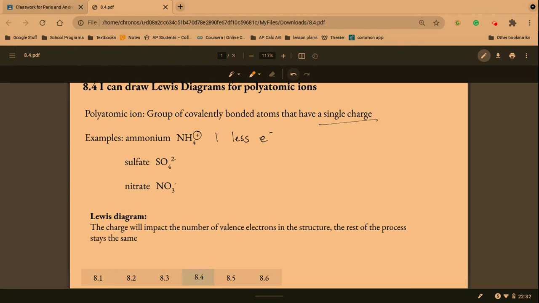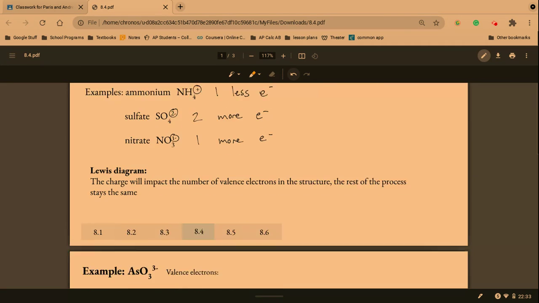In sulfate, that 2 minus means there are 2 more electrons because it has a negative charge. In nitrate, that negative is essentially a 1 negative, so it has 1 more electron to be counted when you're calculating the valence electrons for your structure. That charge only really impacts the valence electrons in the structure. The rest of the process is the same.